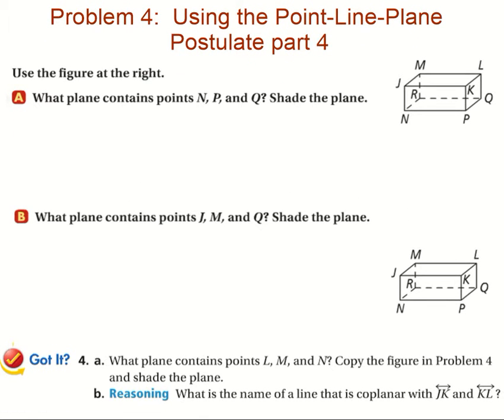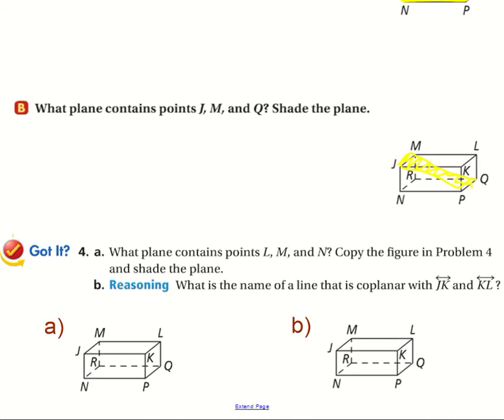Alright, and so let's actually use this postulate. What plane contains NPQ? So when I do this, I take those points and I try and draw between them. NPQ, well, that's this plane right here. What plane contains J, M, and Q? Well, we've got J, M, Q. See how it goes diagonal through, which means it'd go over to P and up. So this plane that cuts diagonal through that box would contain them.